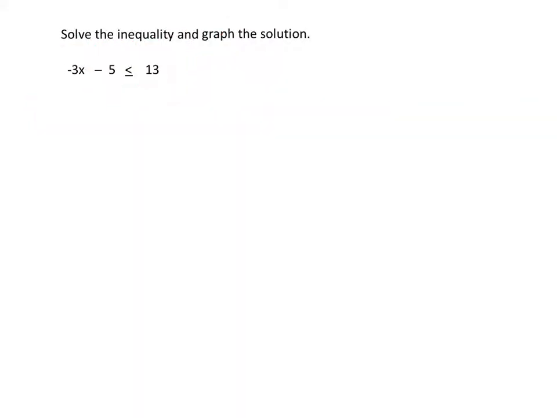Here's another example. Again, I'm going to treat it like an equation to start. So I'm going to add 5 to both sides. So I get negative 3x is less than or equal to 18. Now to solve for x, I'm going to divide by negative 3. Here's where the exception to the rule comes in. So I get x on this side. 18 divided by negative 3 is negative 6.